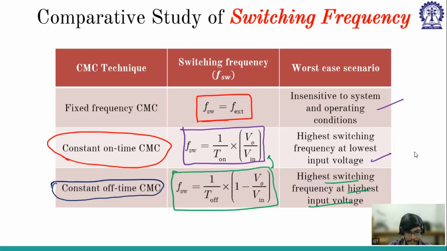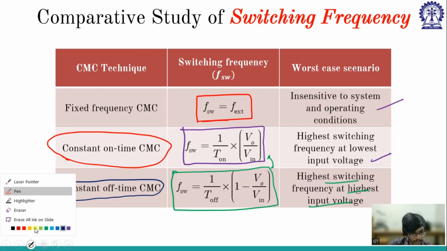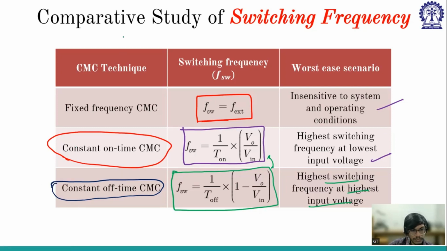Otherwise, if it is under steady state, we can't observe any change in the off time. Yes, you are right. Absolutely, in constant on time and in constant off time, the change in the on time is observed only in the transient case. So in the steady state, switching frequency is constant, so F SW is constant.